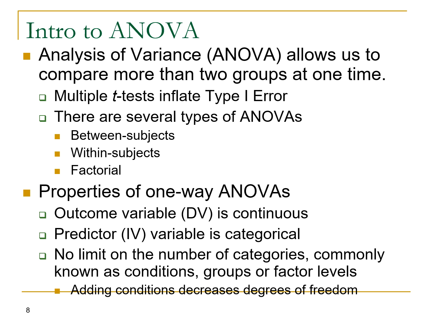So the analysis of variance allows us to compare more than two groups at one time. It basically allows us to do multiple t-tests without inflating our type 1 error rate. As I said, there's several types of ANOVA, the between subjects, within subjects, and factorial, and we're going to cover all of these, but we're mainly focused on the between subjects now.